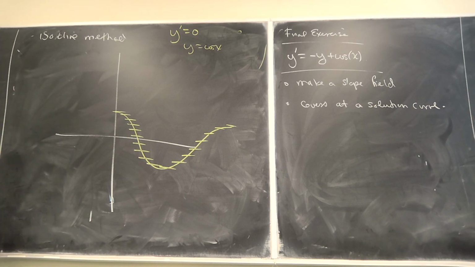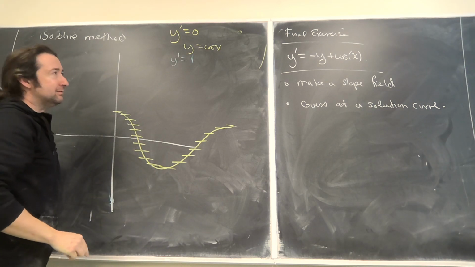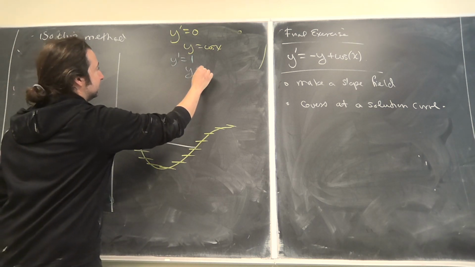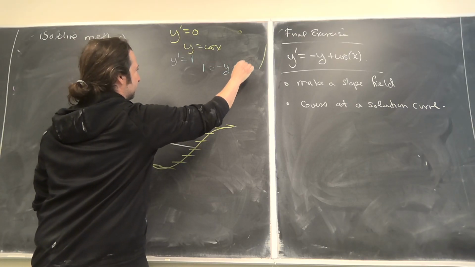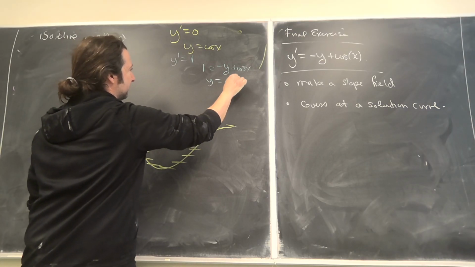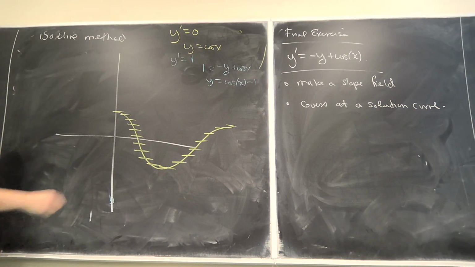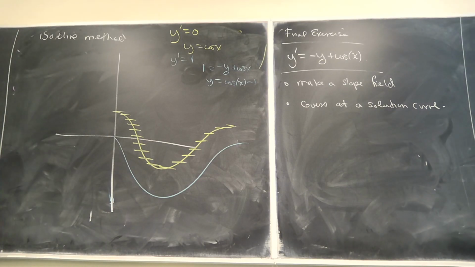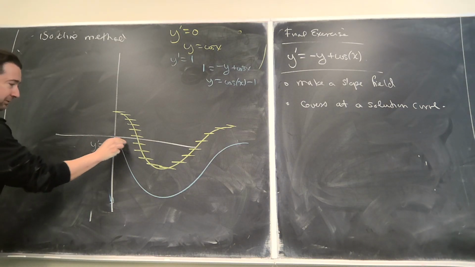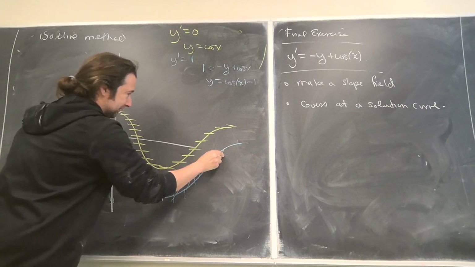And different slopes here. y prime is equal to 1. Okay, so that would be 1 is equal to minus y plus the cosine of x, so y is equal to cosine of x minus 1. Okay, so cosine of x minus 1 is like cosine but shifted down by 1. Those are slope 1, right? This is the curve where y prime is 1.